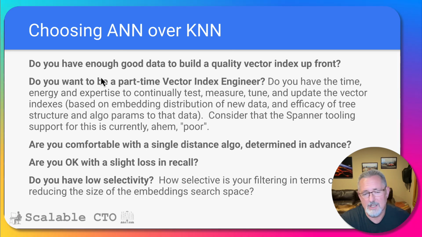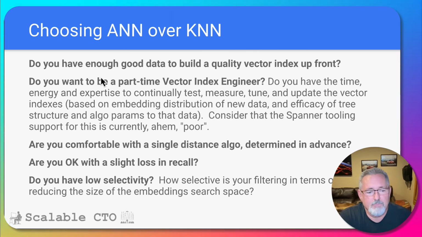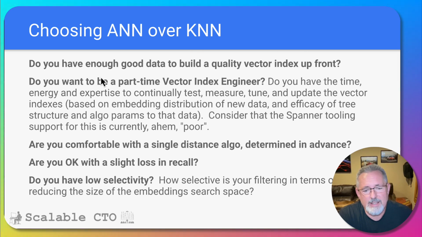Are you okay with a slight loss in recall? Because ANN is going to have a slight loss in recall. KNN will be perfect recall. It'll be literally exactly the nearest neighbors in exactly the order with the exact distance calculations. ANN has some slight loss in recall. They don't quite explain exactly how to know what it is, but there's some. And then the amount of selectivity, right? If you have very high selectivity, ANN is going to provide less of a benefit. If you have low selectivity, it's going to maybe provide a lot of benefit.